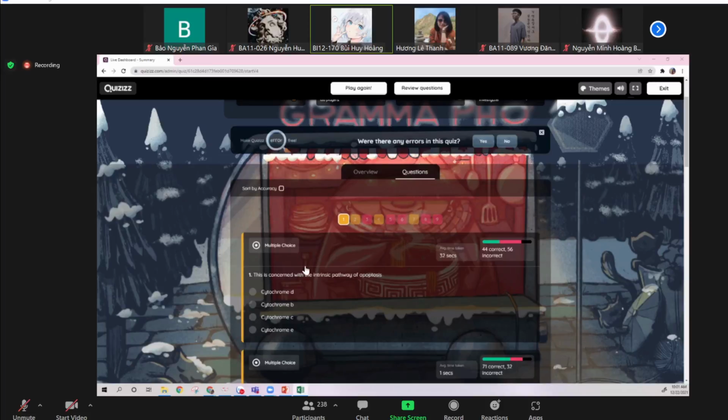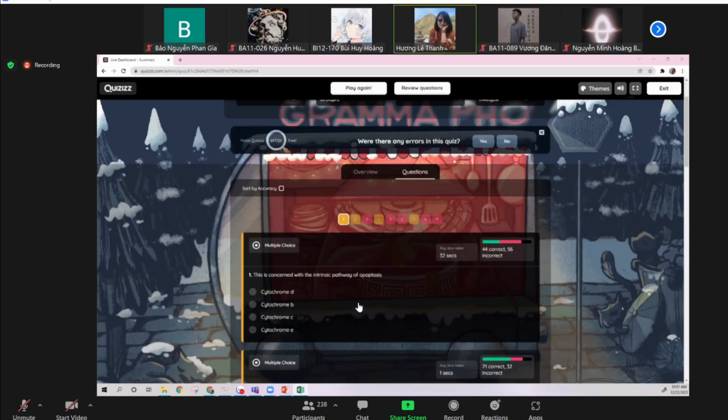It is involved in the intrinsic pathway of apoptosis because it is also a component of the electron transport chain in mitochondria. Okay, so for this question, I just require you to remember cytochrome C in the intrinsic pathway. There is no more explanation for this. And the second, number 2.